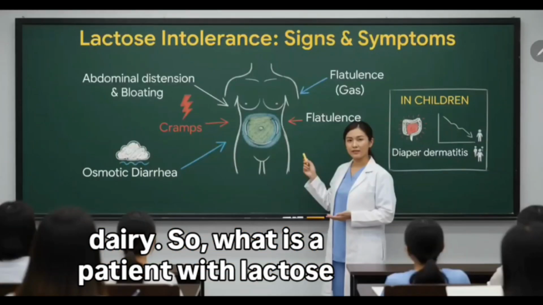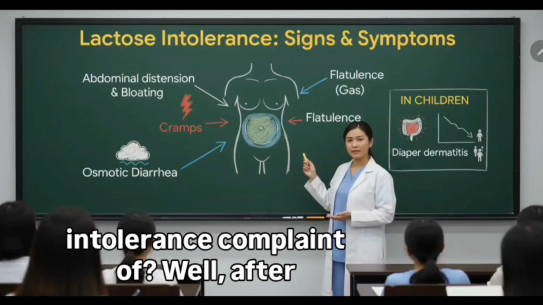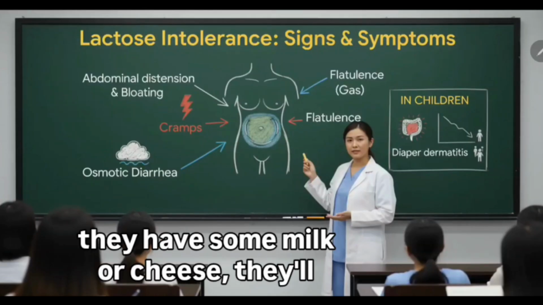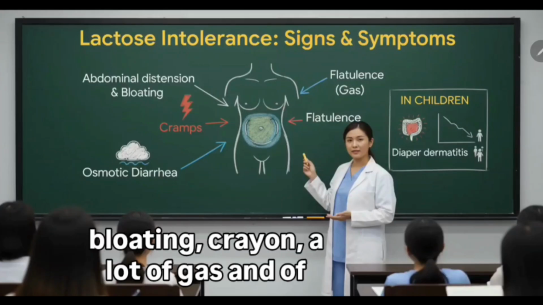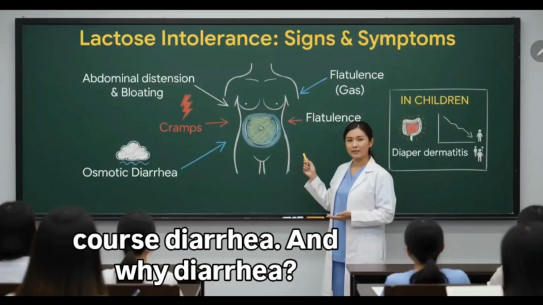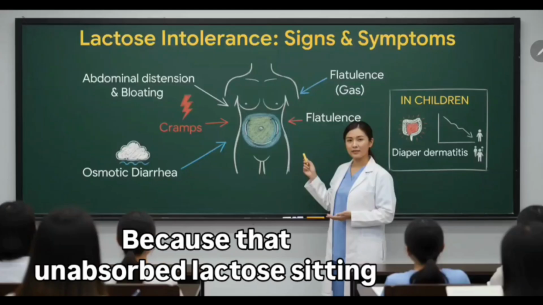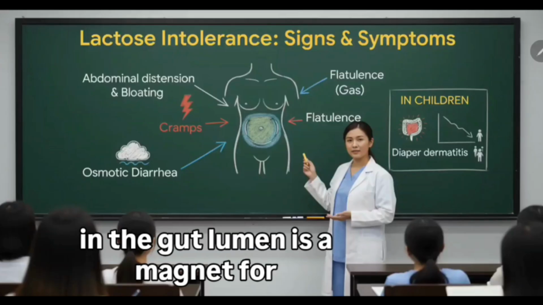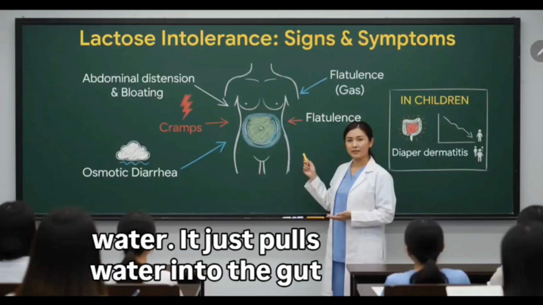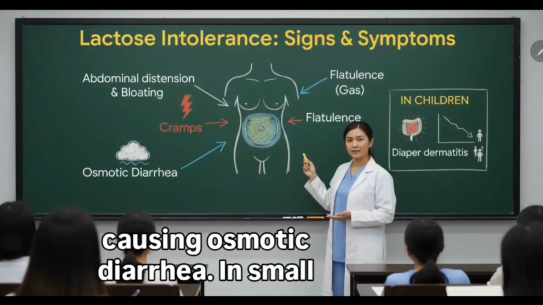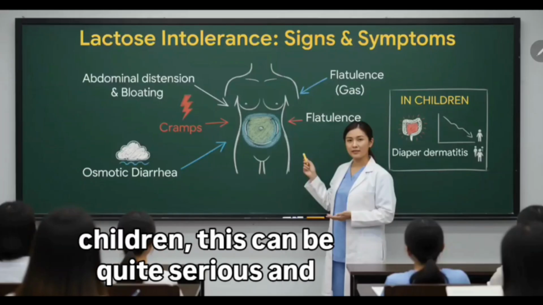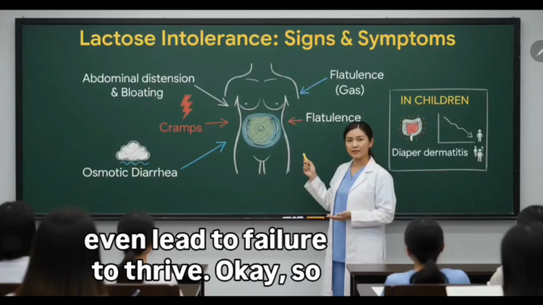So what does a patient with lactose intolerance complain of? Well, after they have some milk or cheese, they'll get all that abdominal distension, bloating, cramps, a lot of gas, and of course, diarrhea. And why diarrhea? Because that unabsorbed lactose sitting in the gut lumen is a magnet for water. It just pulls water into the gut, causing osmotic diarrhea. In small children, this can be quite serious and even lead to failure to thrive.